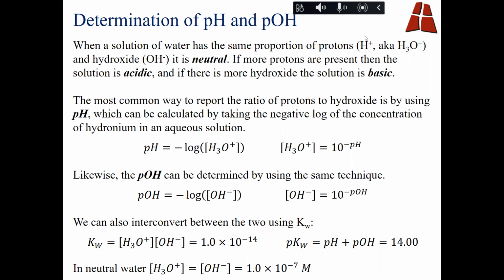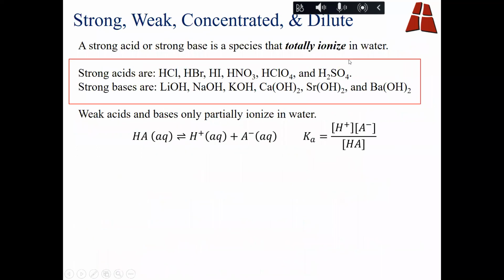If we go on, we can also then discuss the difference between strong, weak, concentrated, and dilute acids and bases. And so just a reminder that anything that is a strong acid or base will completely dissociate when it is dissolved in water. Another way to say that is that it totally ionizes. And so this is the definitive list of strong acids and strong bases that you need to know.